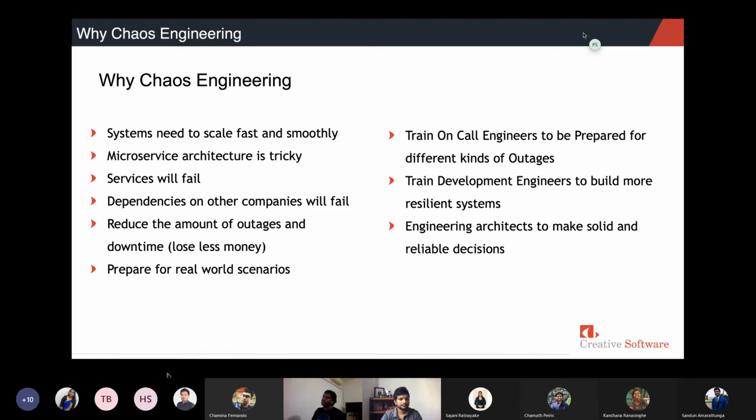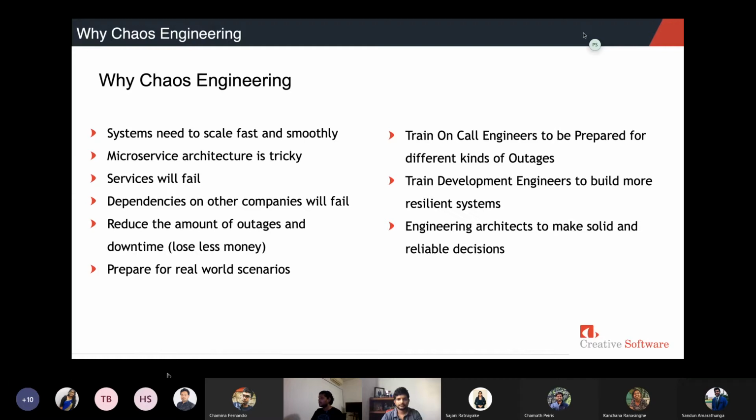Other important things are that on-call engineers can be trained or prepared for different kinds of outages, because in a normal, reliable system, a failure would occur very rarely, say twice a year.